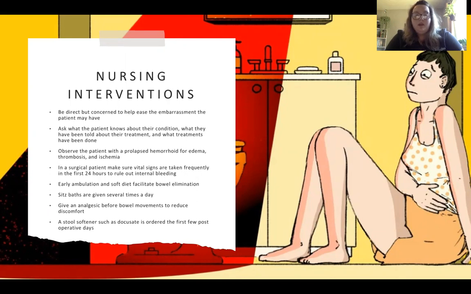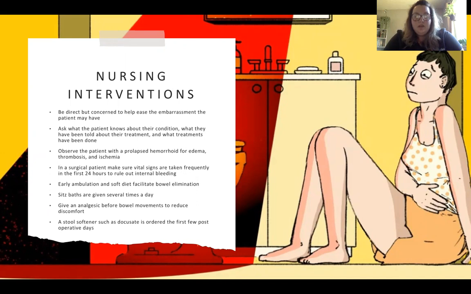You're going to want to observe the patient with a prolapsed hemorrhoid for edema, thrombosis, and ischemia. If the patient has had surgery, you're going to want to make sure to take their vital signs frequently for the first 24 hours to rule out internal bleeding that could potentially happen because they have had surgery. You're going to want to have them get up and walk as early as possible if they've had surgery, and that along with a soft diet can help facilitate their bowel elimination.